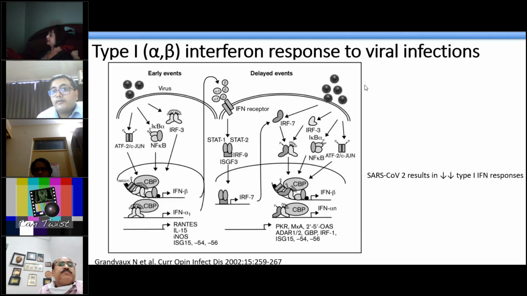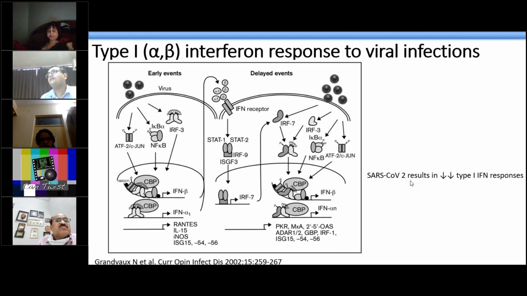Type 1 interferon responses are important for viral infections, and SARS CoV-2 results in decreased type 1 interferon responses. The mechanisms I cannot cover in this brief session, but you must understand that what this infection does is it retards antiviral responses.